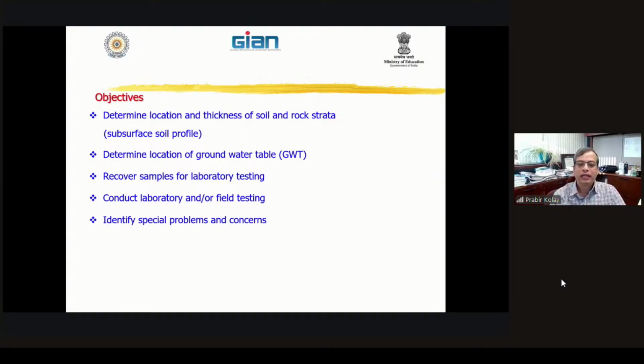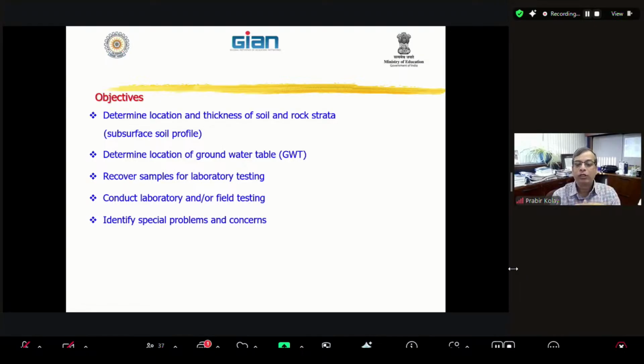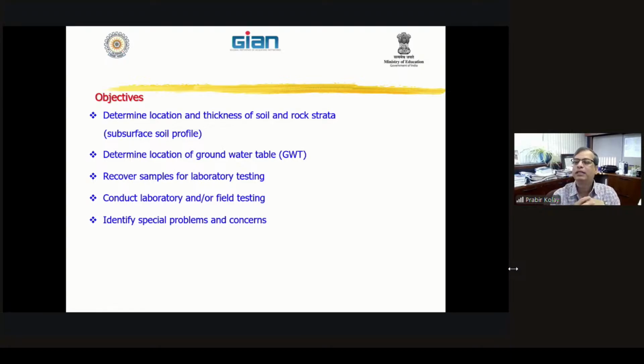Determine the location of the groundwater table. That is very important because the groundwater table fluctuation changes the soil properties. Again, the dry unit weight, wet unit weight, bulk unit weight, all these things are going to change. Saturated unit weights, and everything is correlated. Recovery of the soil sample for the laboratory test. So when you take out the soil sample, how much is the recovery? That is also important. So we'll be talking about whether the sample is representative or non-representative, and conducting various laboratory and field testing, and then also identifying special problems that occur.